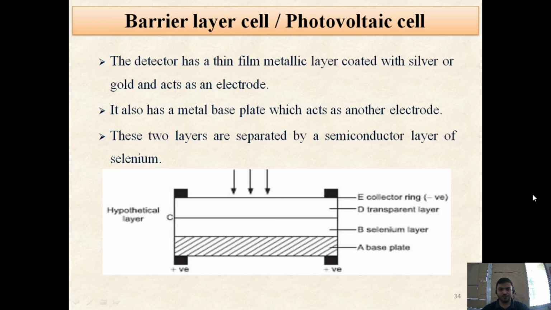First is the barrier layer cell or photovoltaic cell. The detector has a thin film metallic layer coated with silver or gold and acts as an electrode. It also has a metal base plate which acts as another electrode. These two layers are separated by a semiconductor layer of selenium. In this figure it is seen.